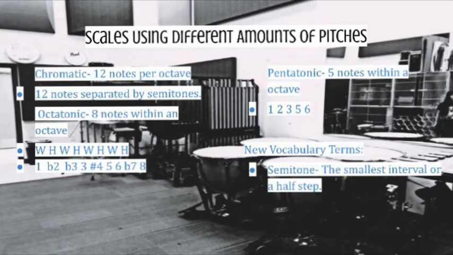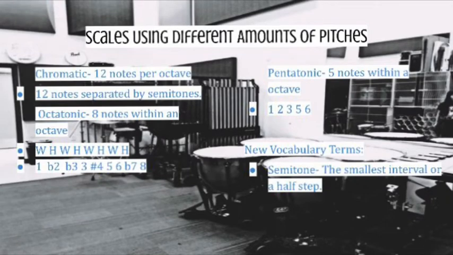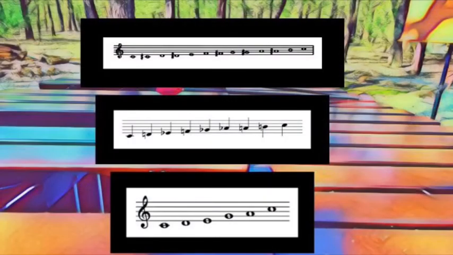Now for the pentatonic, there are 5 notes within the octave. You are not changing it any. What you're doing is you're having scale degrees 1, 2, 3, 5, and 6. And we will see an example about that in a minute. Now, reviewing our new vocabulary term, which is a semitone. A semitone is what we refer to as the smallest interval or a half step. So, for example, C to C sharp, that is what we call a semitone.